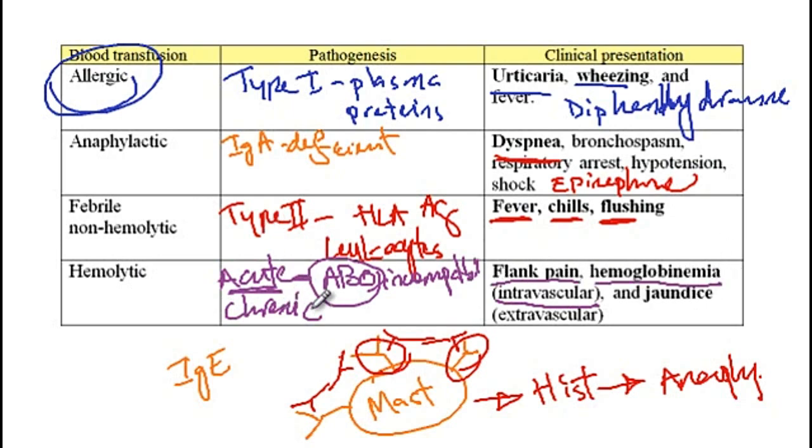On the other hand, if you transfuse someone with an antigen, like for instance the Rh antigen, and then later on you transfuse them again with the same blood products that contain the Rh antigen, the body can now mount an immune response that causes chronic hemolysis. And this is an extravascular form of hemolysis that causes jaundice. And the chronic form is less severe than the acute transfusion reaction.